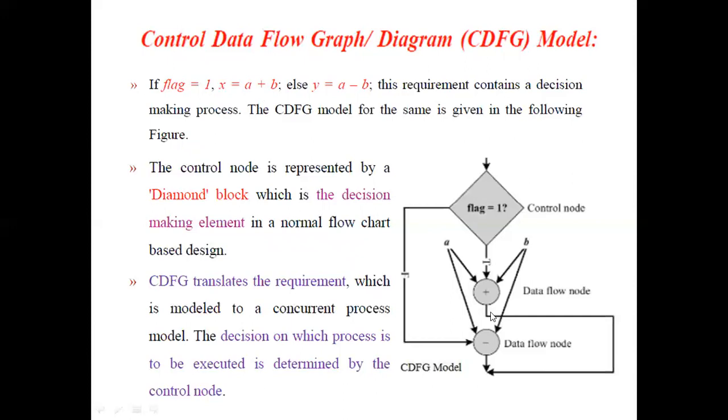So at last we're going to get the desired output, what we need to get. I hope you guys understood. The condition is flag. If flag equals 1, it should execute x equals a plus b. If it is false, it should execute y equals a minus b. So here flag is true, hence it is going to execute a plus b. If it is false, it is going to execute a minus b. This is what the control data flow is about.